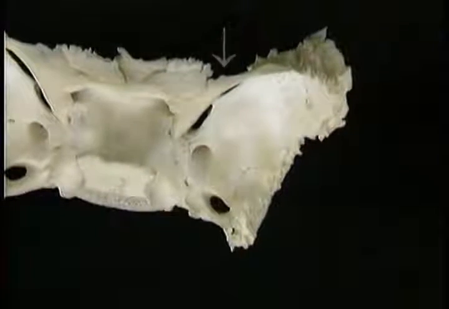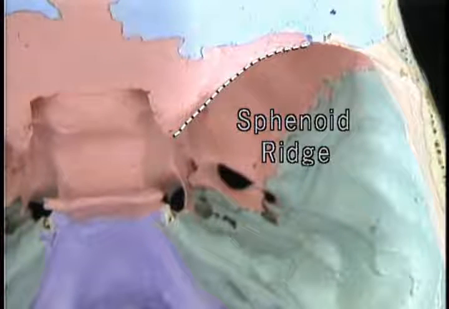The lesser wing, which is the highest part of the sphenoid bone, forms the sphenoid ridge, which separates the anterior and middle cranial fossae. The underside of the lesser wing forms this small but important part of the back of the orbit.